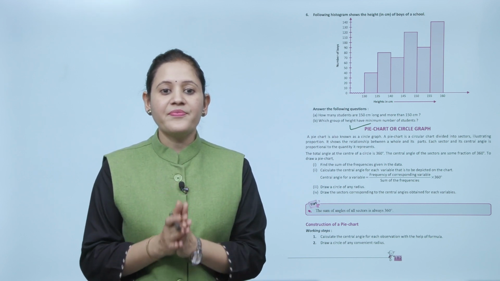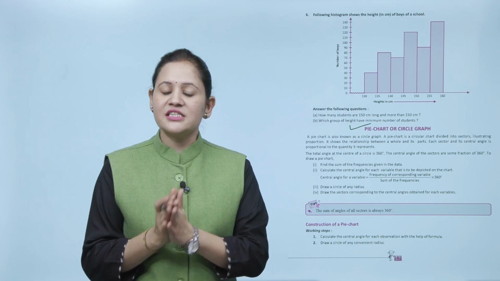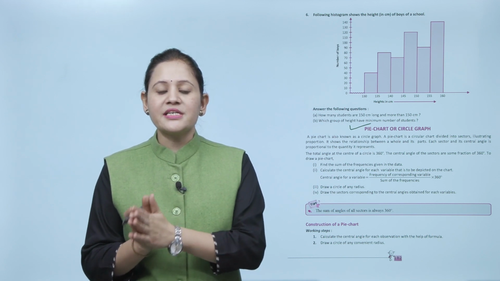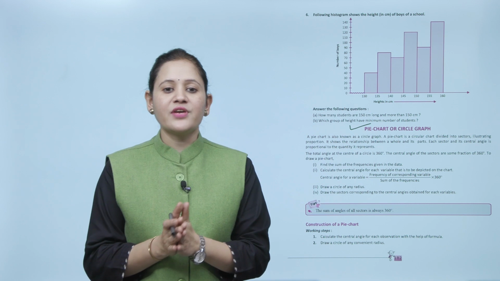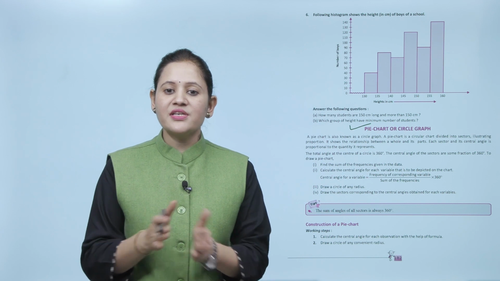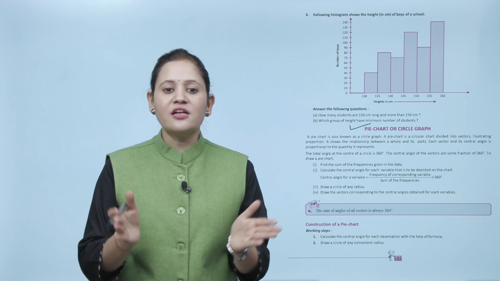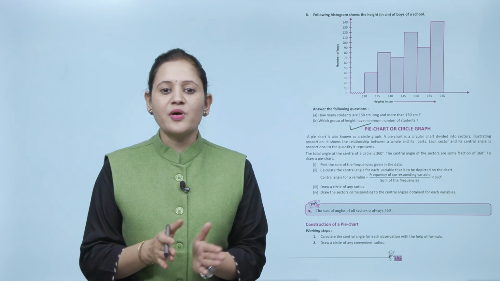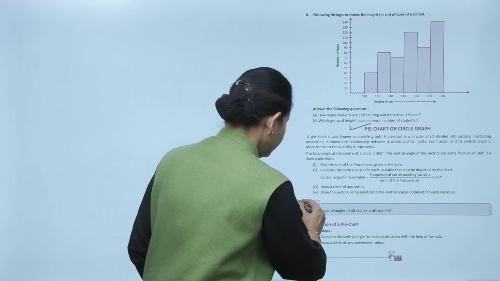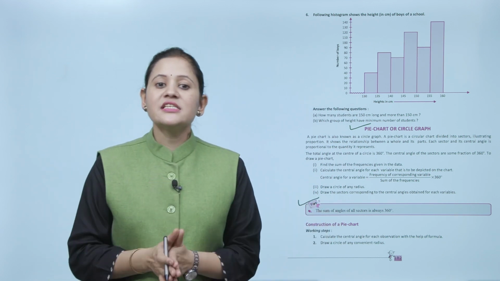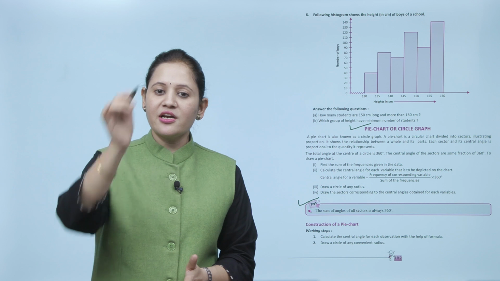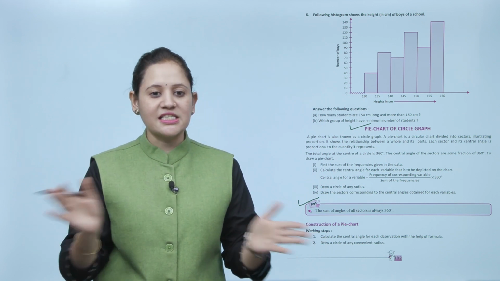To draw a pie chart, find the sum of the frequencies given in the data. Calculate the center angle for each variable to be depicted on the chart. Center angle for a variable equals the frequency of the corresponding value upon the sum of the frequencies, into 360. Draw a circle of any radius. Draw the sectors corresponding to the central angle obtained for each variable. Tips: the sum of the angles of all sectors is always 360 degrees, because the complete angle around a point is 360 degrees.